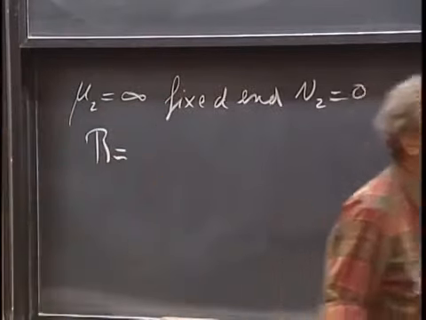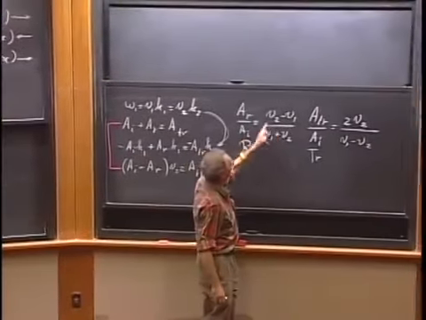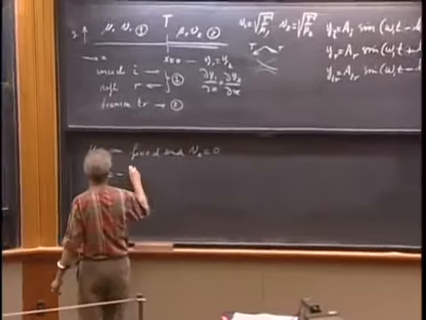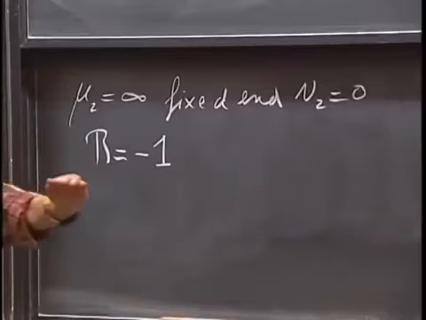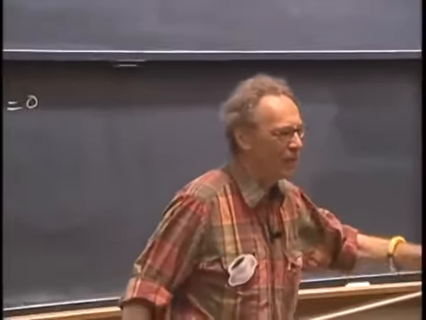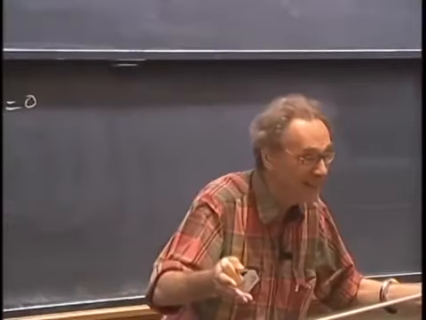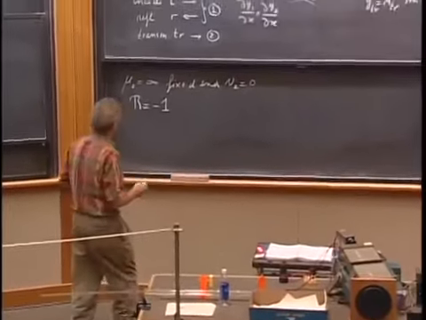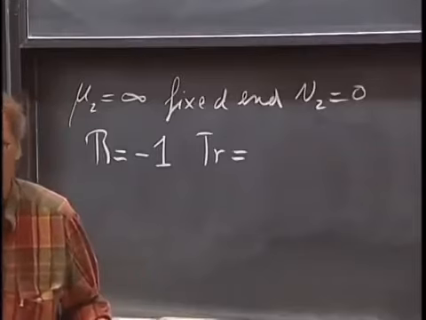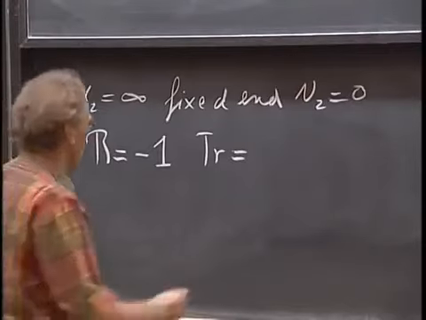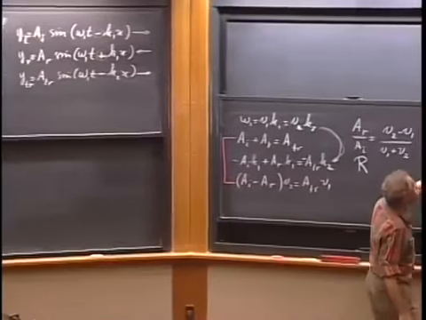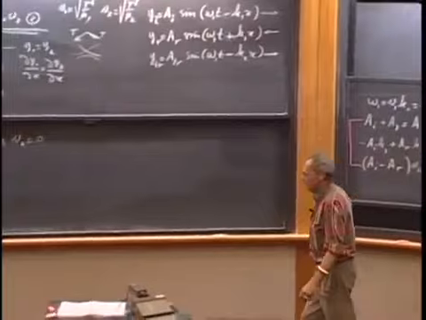V2 is 0. Well, if V2 is 0, I get minus 1. That means when a mountain rolls in, what comes back? A valley. And when a valley rolls in, what comes back? A mountain. And we've seen that. We demonstrated it last time. A fixed end. And what do you think TR is going to be? 0. Nothing goes through. And look at it. If V2 goes to 0, TR is 0. So aren't we happy?